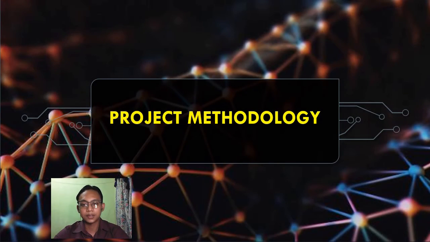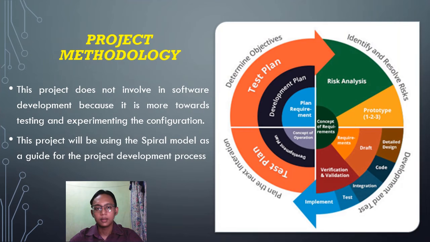My project methodology. During this project I will not involve any software development, because it is more towards testing and experimenting with the configuration. So I think the spiral model suits this project best, because it consists of several test plans, risk analysis, and repeated testing and developing to ensure the objective of my project can be achieved.